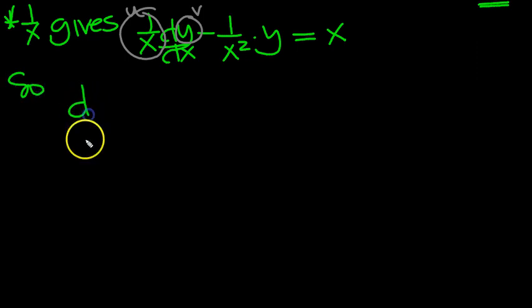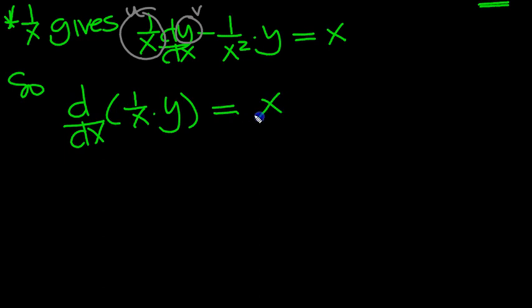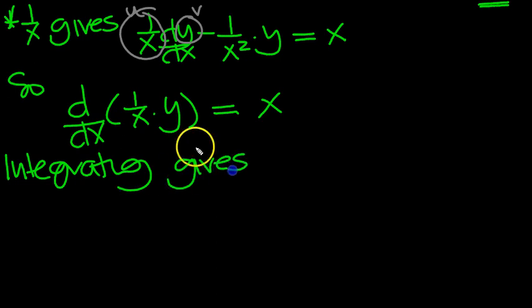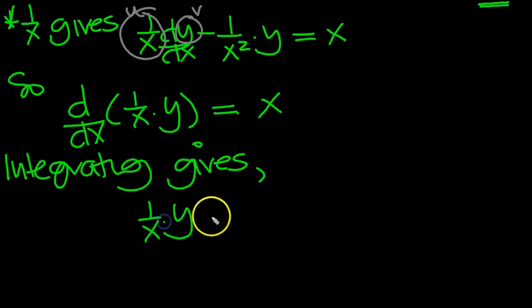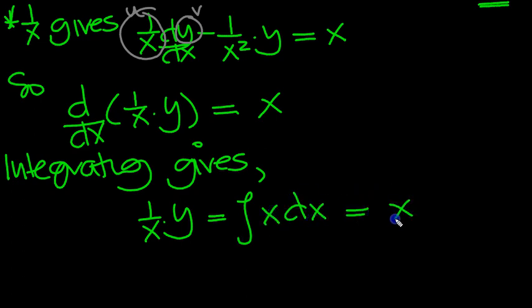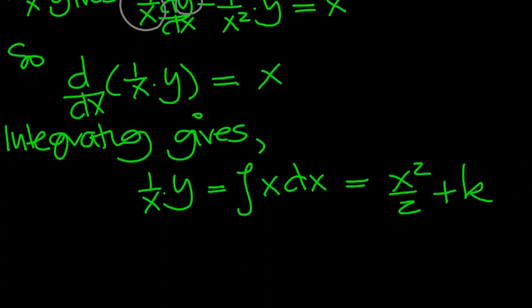And now we can write, so d by dx then, of u times v, 1 over x times v, which is y, is equal to what we've got over here, x. Integrate both sides now, should be fairly straightforward now. Integrating gives the integral of the derivative is just what we've got inside the bracket there, 1 over x times y. The integral of x, just x to the power 1, isn't it? So that goes to x squared over 2, plus a constant of integration, which we put in now.